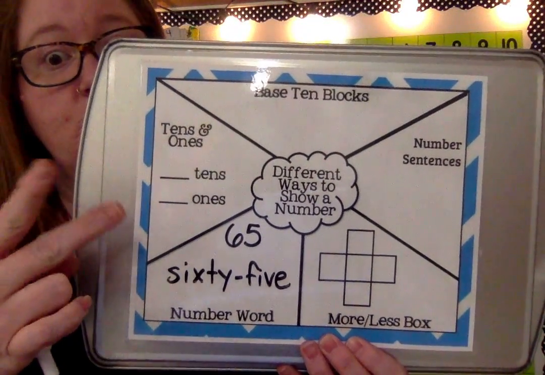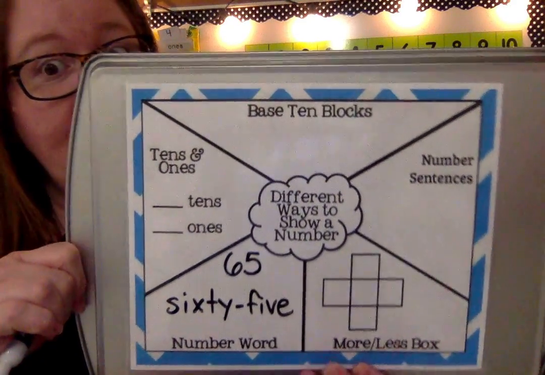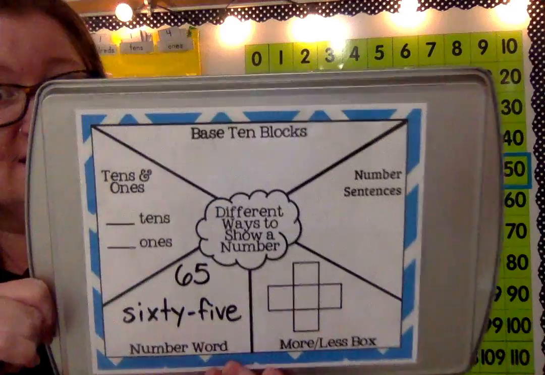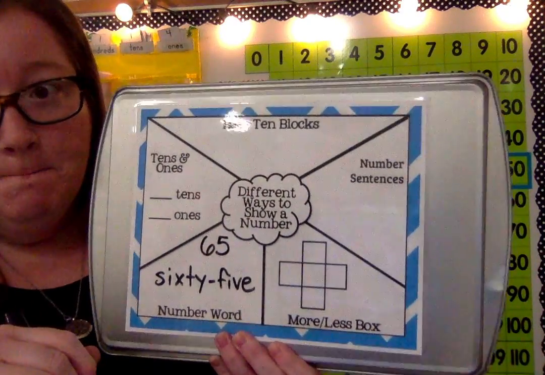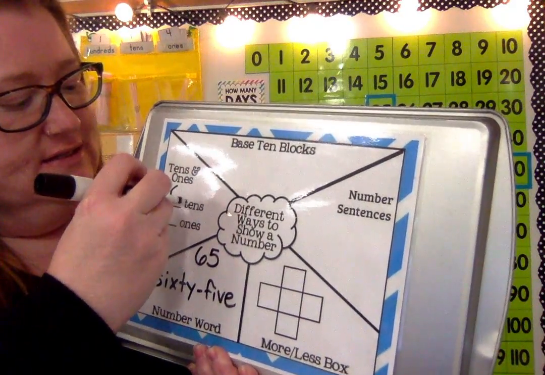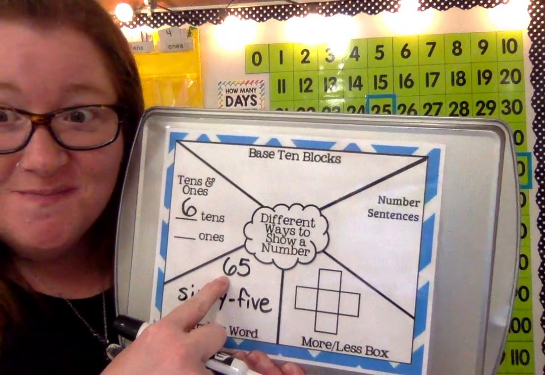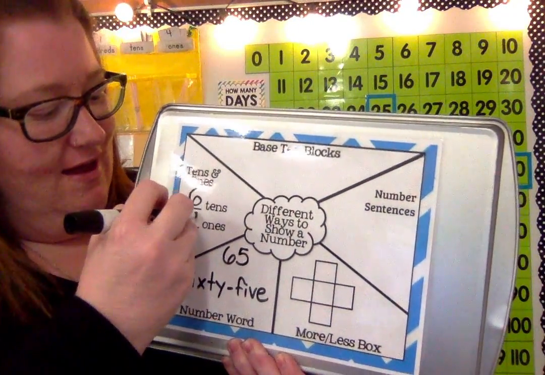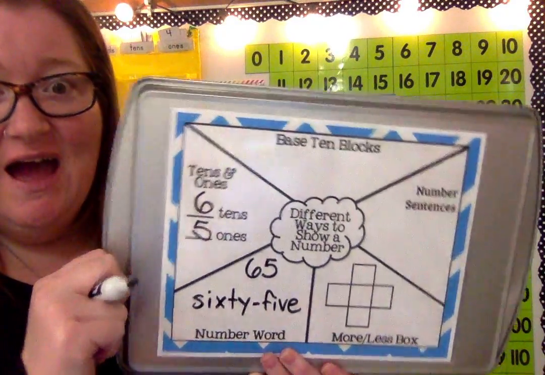Still a 2-digit number, so it should tell us how many tens and how many ones we have. What do we see? How many tens should there be in this number? Did you say 6? There are 6 tens. If there are 6 tens, how many ones? 5 ones. 6 tens, 5 ones.